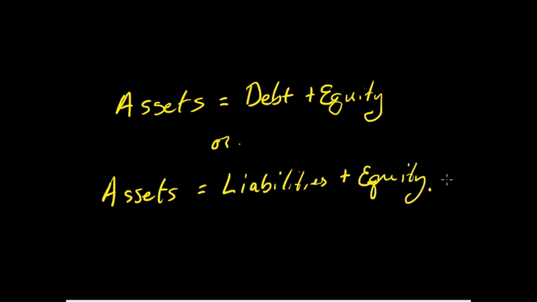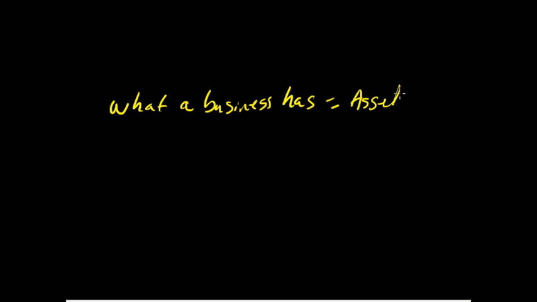Now in just a moment we're going to look at an example for Jim's Courier Service. But please remember, we said a balance sheet tells us what a business has and who owns it. Another way to say what that business has is the business's assets. What a business has is equal to its assets. Just keep that in mind as we look at this example for Jim's Courier Service.